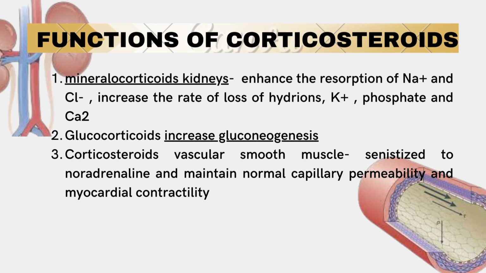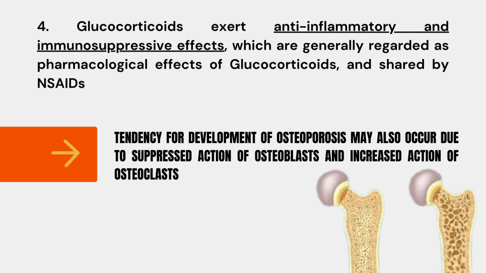In kidneys, they enhance the resorption of sodium and chloride, and increase the rate of loss of hydrogen, potassium, phosphate, and calcium. They also increase gluconeogenesis, and on vascular smooth muscle, sensitize to noradrenaline and maintain normal capillary permeability and myocardial contractility. Furthermore, glucocorticoids exert anti-inflammatory and immunosuppressive effects, which are generally regarded as pharmacological effects of glucocorticoids and shared by NSAIDs.